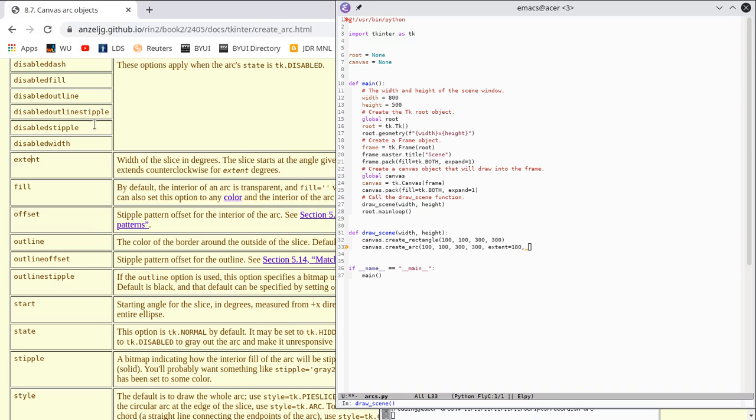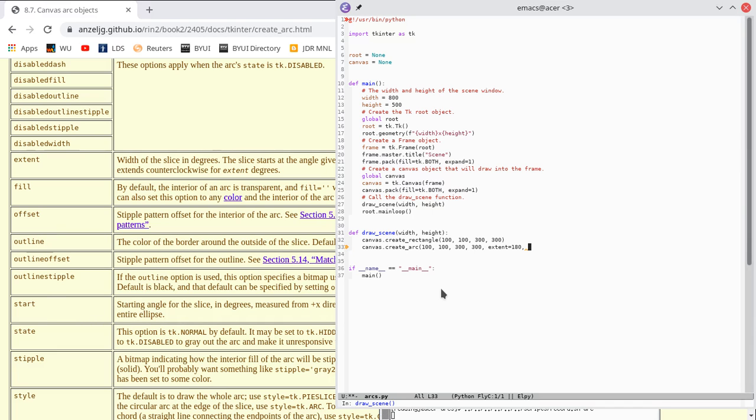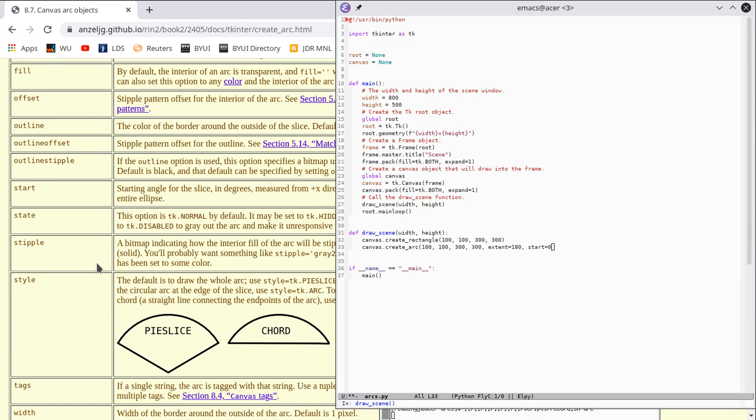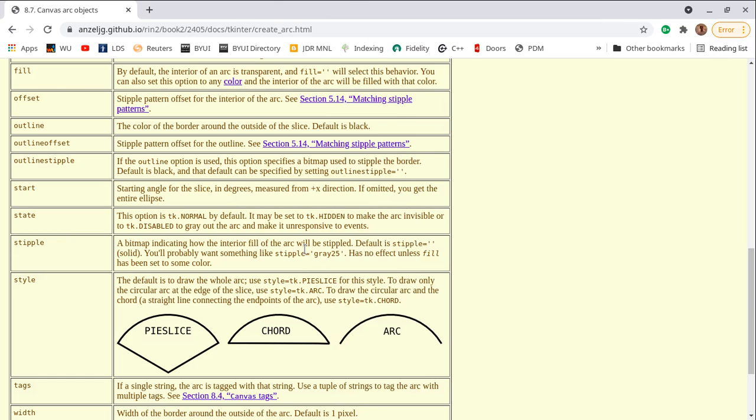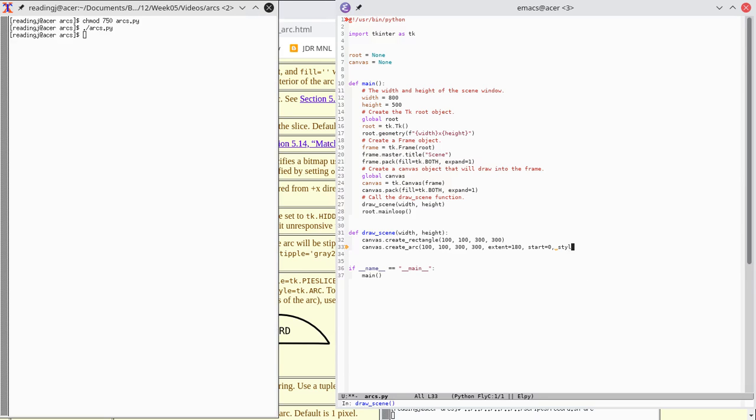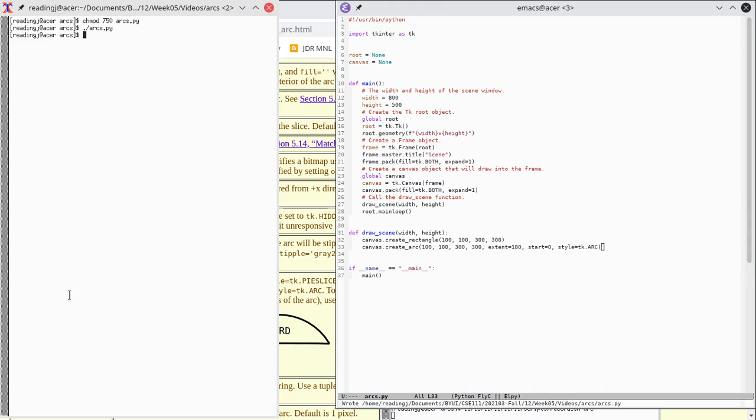Let's see what else we got here. Start. So it's going to be 0, so it's going to start at the right hand side of the arc, and it's going to go 180 degrees to the left. And I think, so we need to have the style. And we'll experiment with each of these, but we'll start off with style equals tk.arc. All right, so let's see what that gives us.